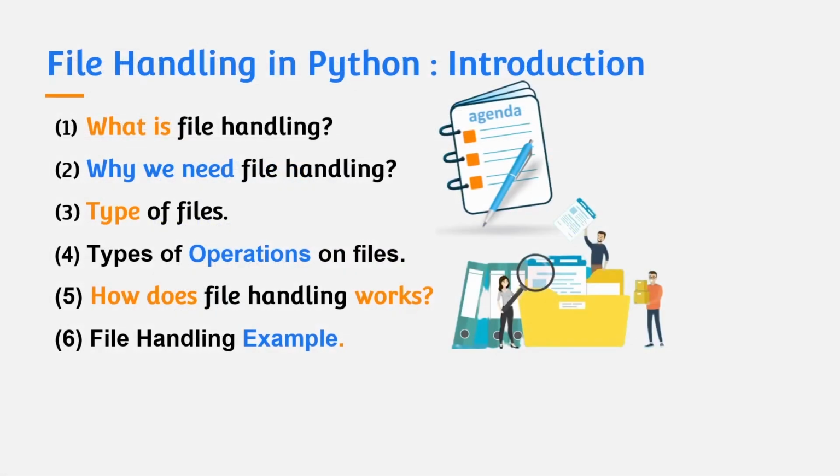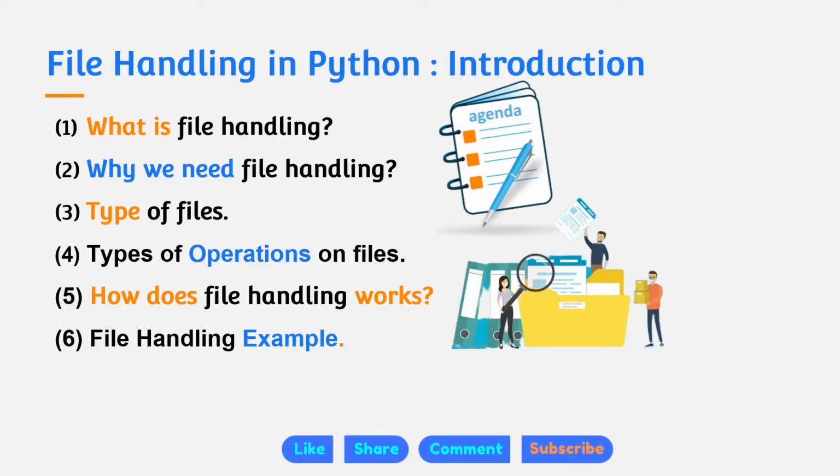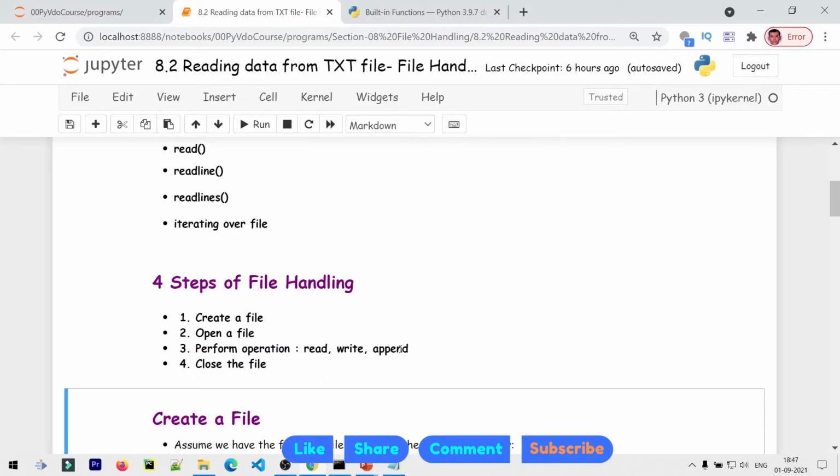In the last video, we have seen 6 points about file handling: what is file handling, why we need file handling, types of files, types of operations on a file, how file handling works, and a file handling example. So if you have not seen that video, you can first see it and then jump to this video. We have already seen these 4 steps of file handling.